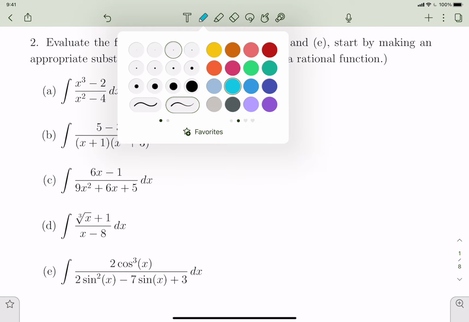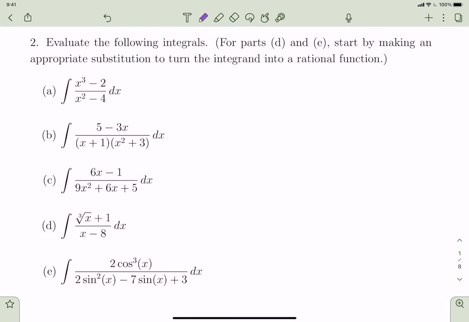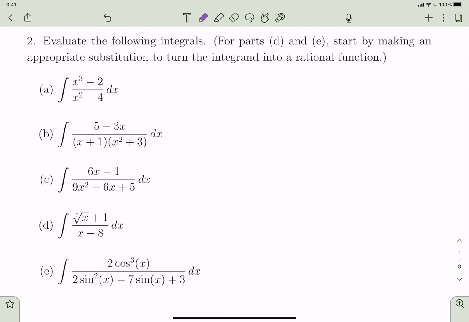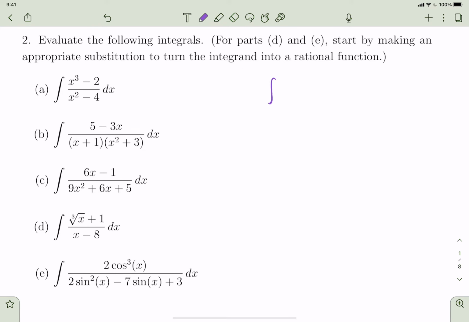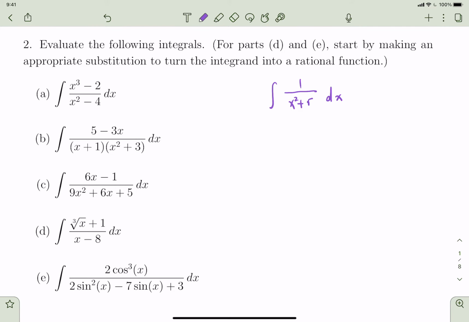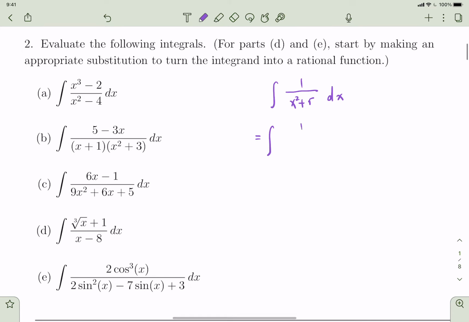So before we do the integral, I want to remind you of two integrals that will be frequently used in the following questions. The first one is the integral of 1 over x squared plus a dx, or maybe plus r. We're very familiar with this one, right? You can factor out the r here, so you have x squared divided by r plus 1 dx.